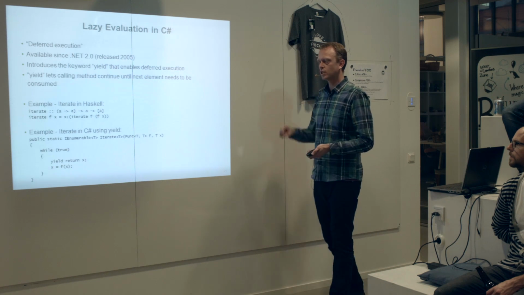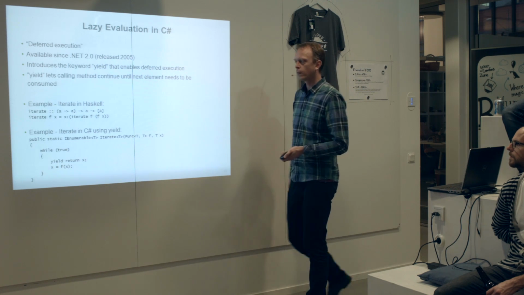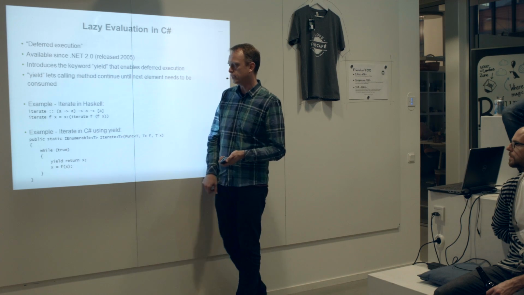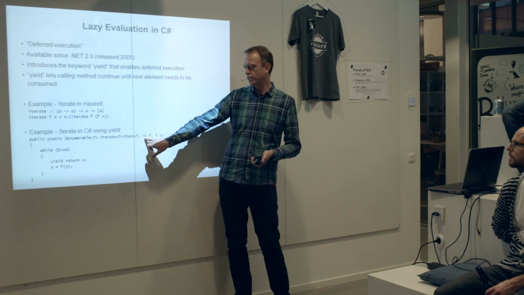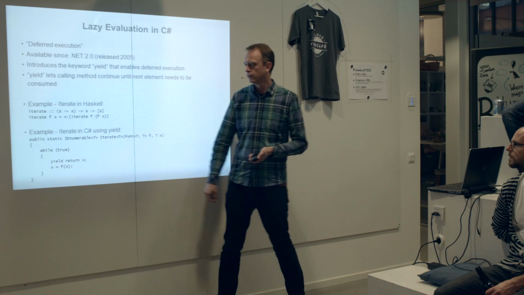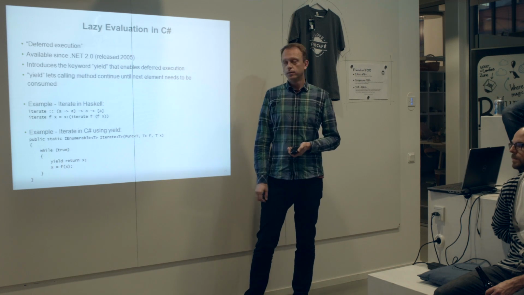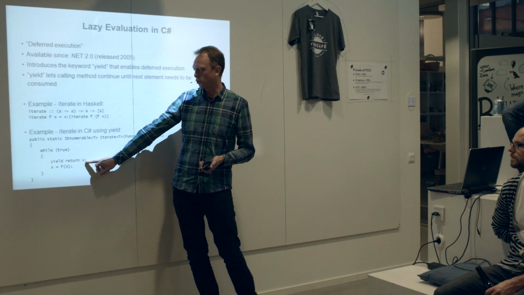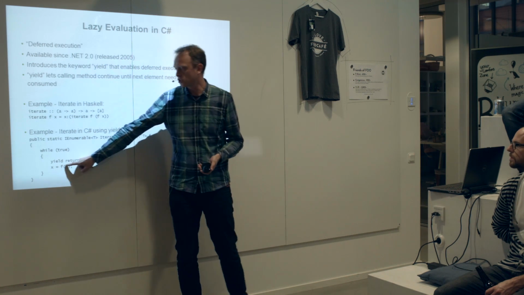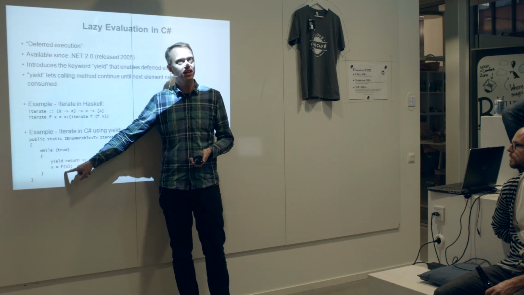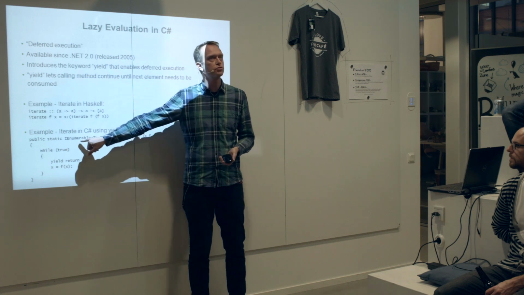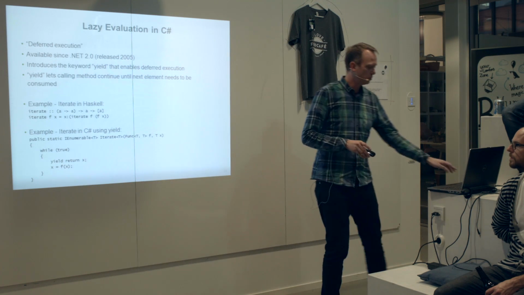In C#, it could look something like this. So the iterate function takes a type parameter T, a function from T to T, and a value T. This is exactly analogous to this. Then we just do an infinite loop. And we return the x, which is the value we have right now, and then we just continue by setting the x to f of x and doing this forever and ever. So this will result in an infinite stream of values of this type.